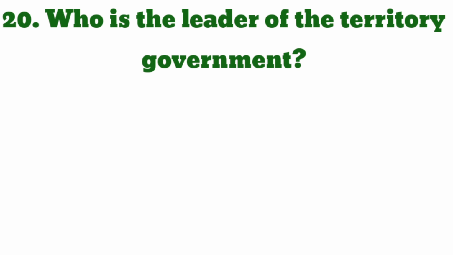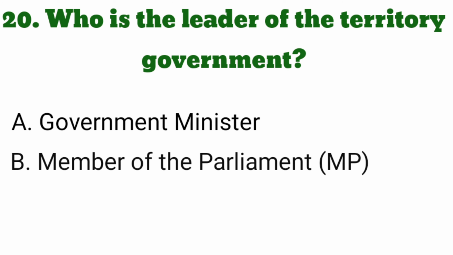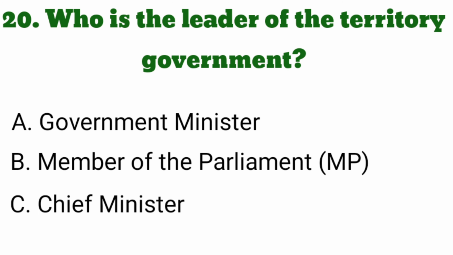Number 20. Who is the leader of the territory government? Letter A, Government Minister. Letter B, Member of the Parliament. Letter C, Chief Minister. The answer is letter C, Chief Minister.